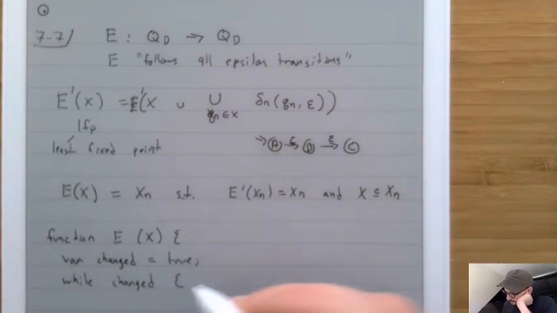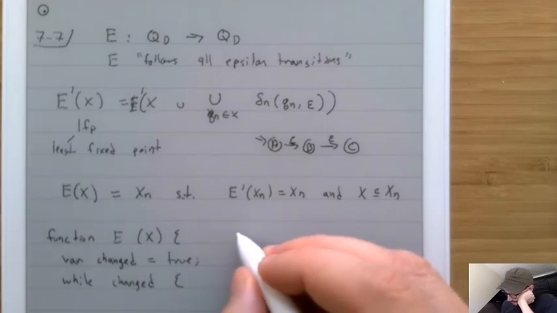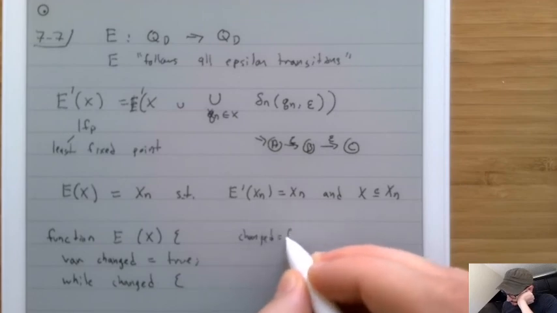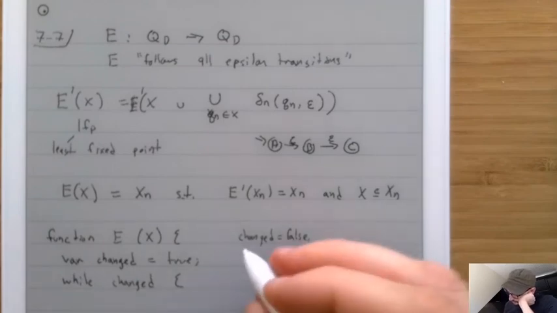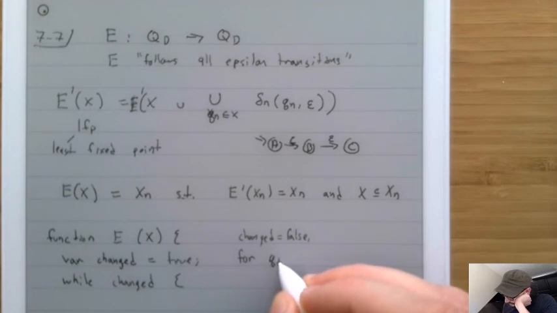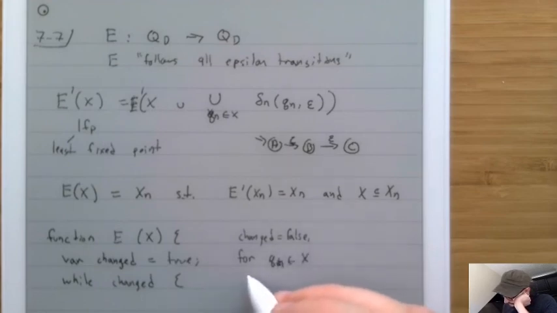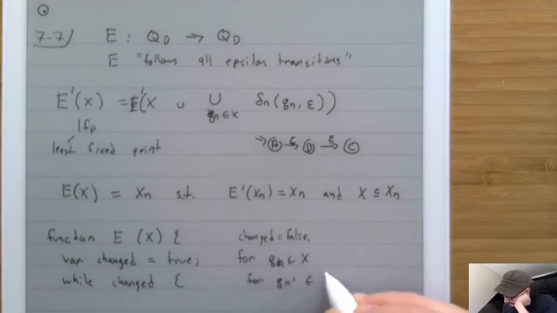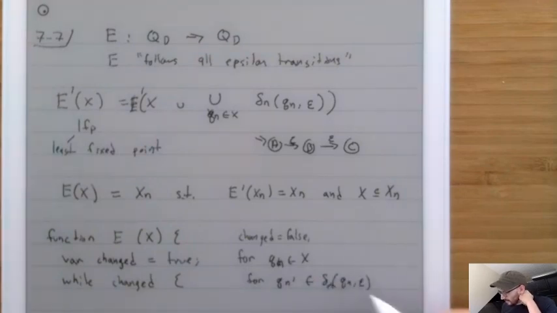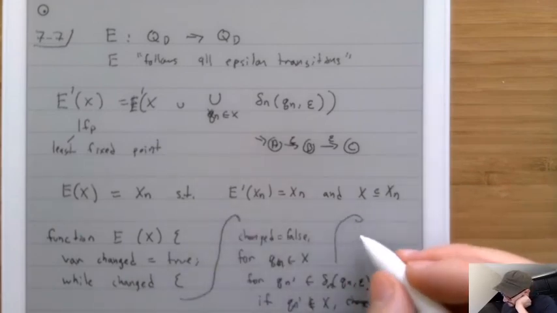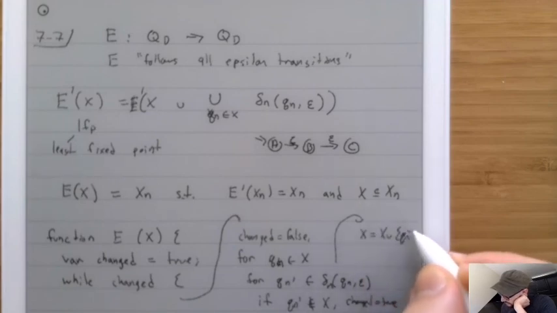Now I'll write the rest over here. First we'll set changed to false. Then we'll do for qn inside of X, for qn prime inside of delta n qn epsilon. Okay, so we're going to loop through everything inside of X, and then we're going to loop through everything that comes out of this. And then we're going to say that if qn prime is not inside of X, then set changed equal to true. So the idea here is if we found something that wasn't there before, then set it equal to true. And then after that, X equals X union qn prime. So we'll add that thing there.